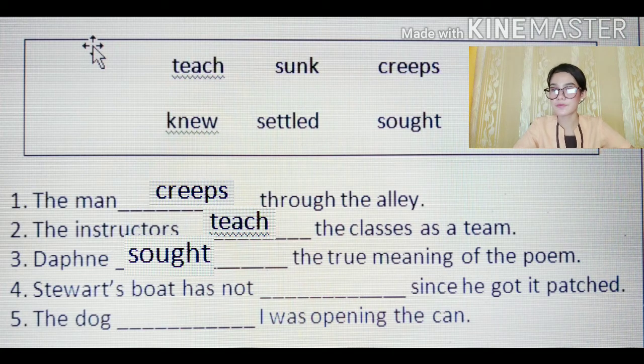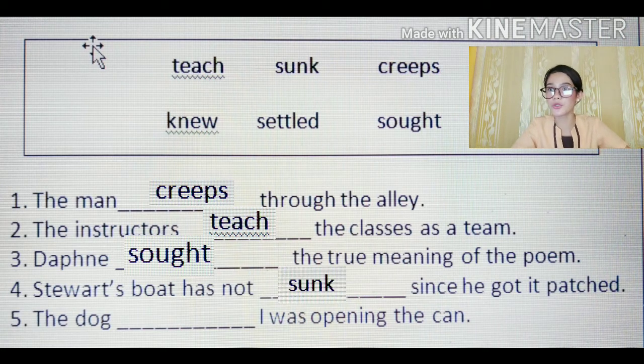Number 4. Stuart's boat has not blank since he got it patched. So what is the answer? Very good. The answer is sunk. So Stuart's boat has not sunk since he got it patched.